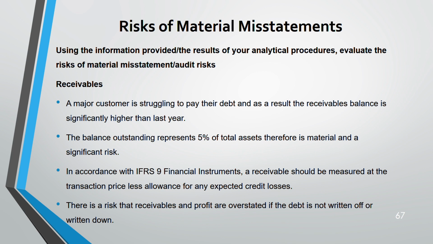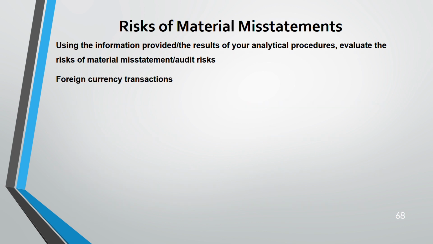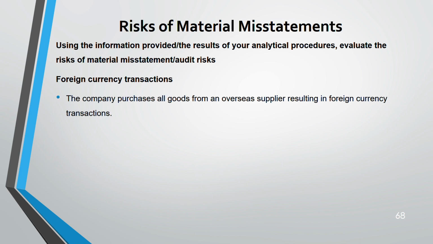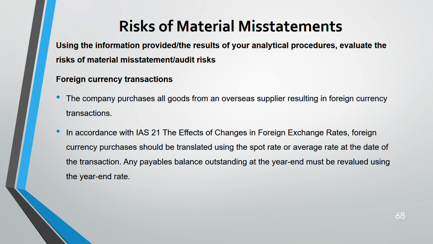Now, the way we have done for receivable, we are going to do it for foreign currency transaction in the same way. First, because everything is bought from the overseas supplier, it's a foreign currency transaction. It's a risk. Second, according to IAS 21, nothing has been mentioned about materiality, so we skip that. So according to accounting standard, IAS 21 deals with it.